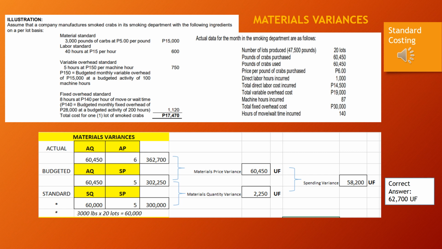Now, for the budgeted, same pa din yung gagamitin natin, the actual quantity, but now, we are going to use the standard price, which is 5 pesos. So, 60,450 times 5, that's 302,250.